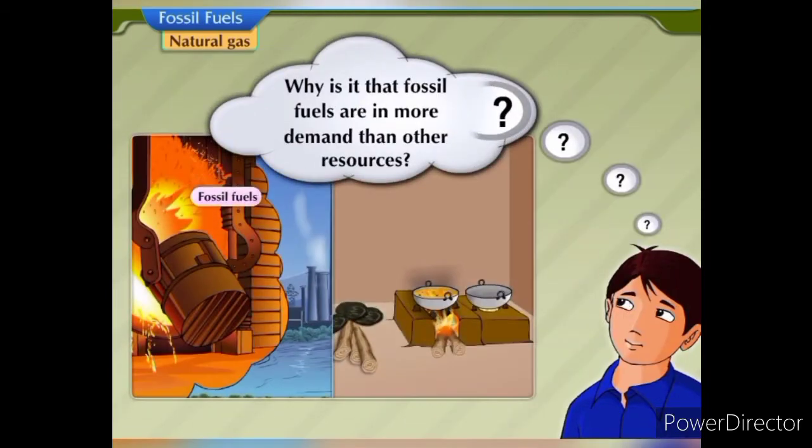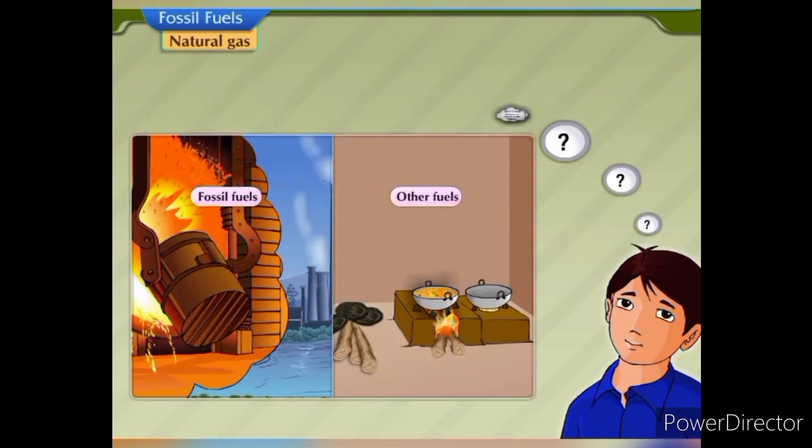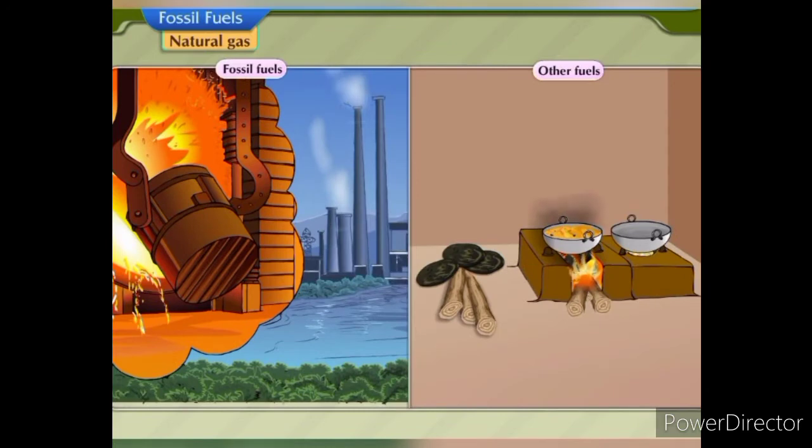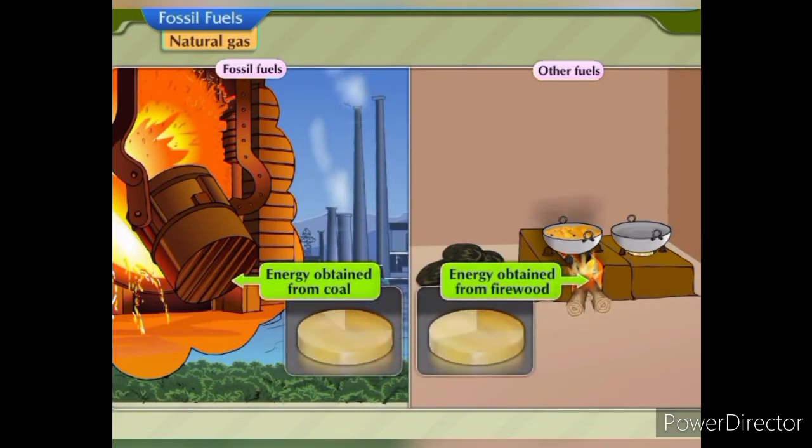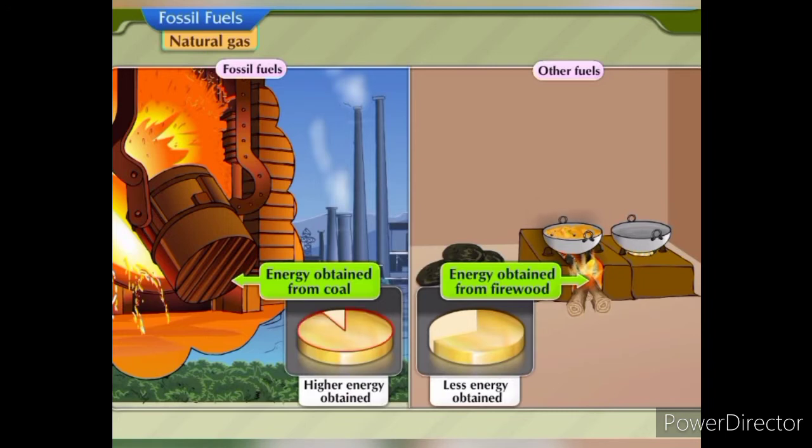Why is it that fossil fuels are in more demand than other resources? This is because the energy obtained from these resources is much higher than the energy obtained from fuels like firewood. Do you know that 1 kg of wood gives about 1,700 kilojoules of energy, which is much less than the energy obtained from coal?